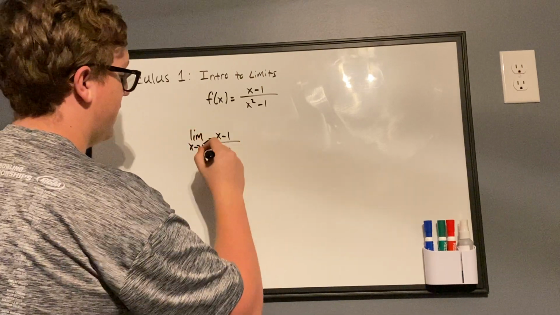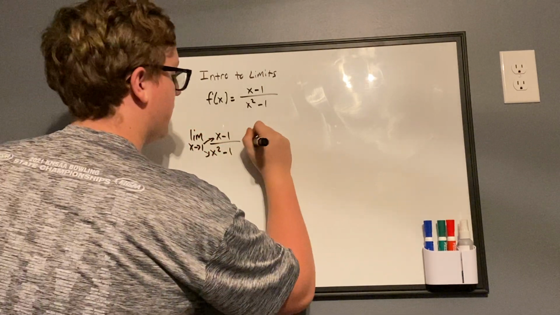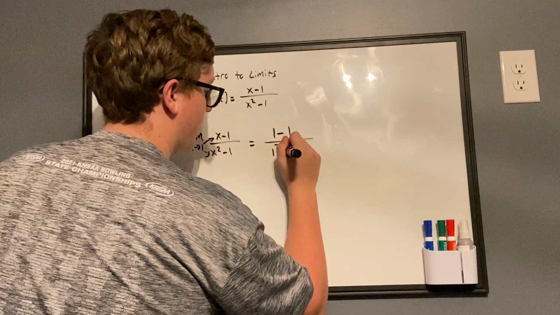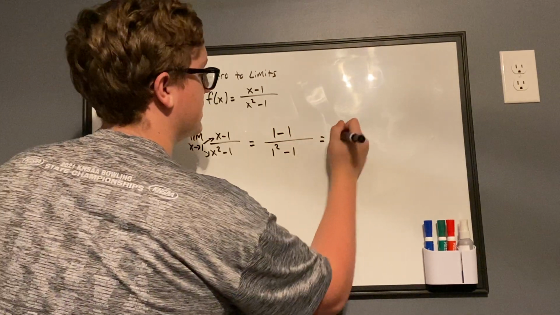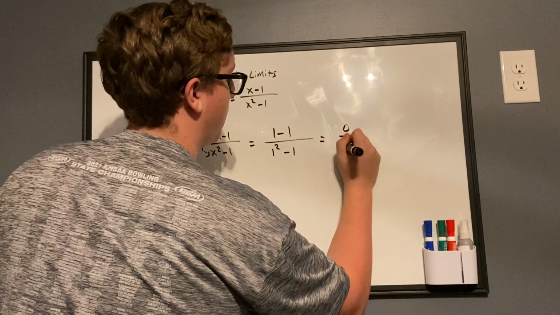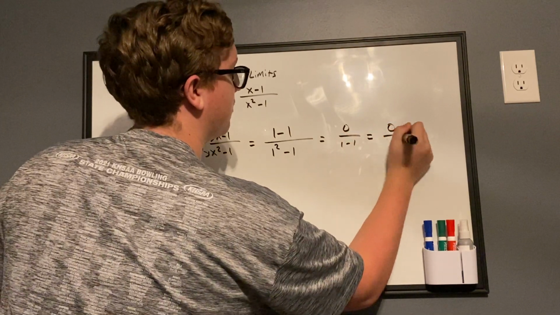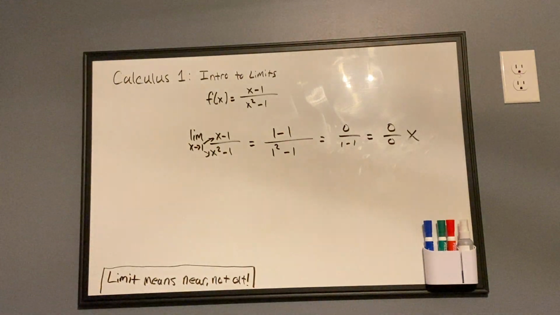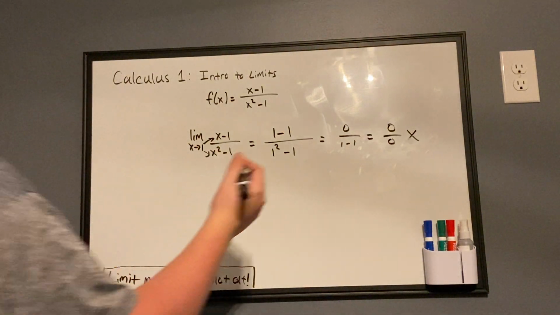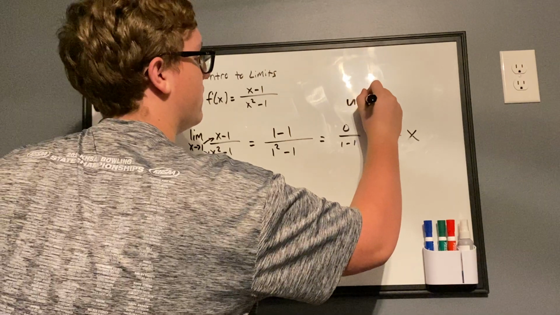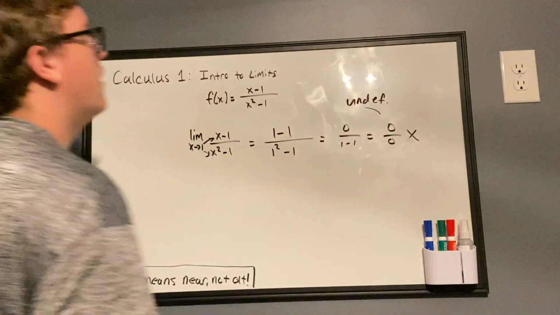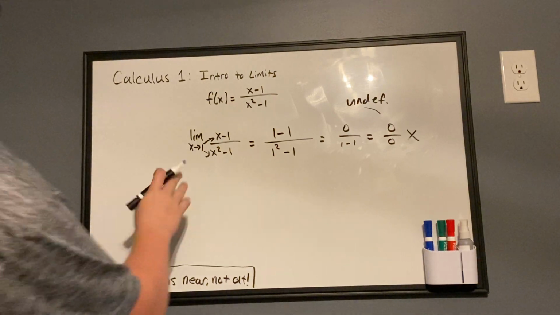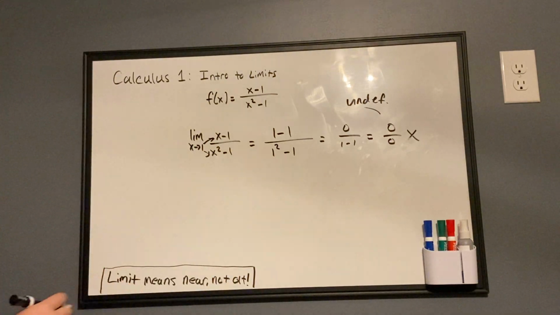Here's a 1 going right here, we got a 1 going right here. This is 1 minus 1 on top over 1 squared minus 1, which is just going to be equal to 0 over 1 minus 1, 0 over 0. We can't do that. 0 over 0 is undefined. Anything over 0 is undefined. So this right here, we know is going to be undefined. So what can we do with this? We're going to have to alter this question so that we can actually find a limit.